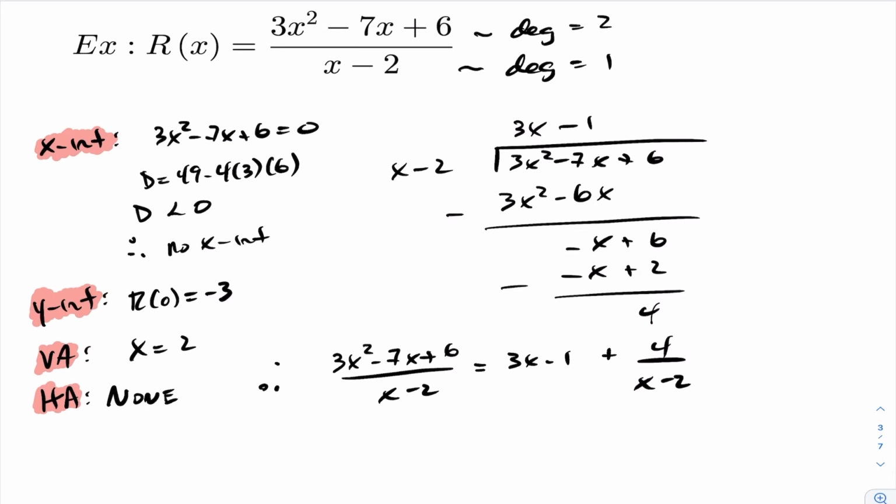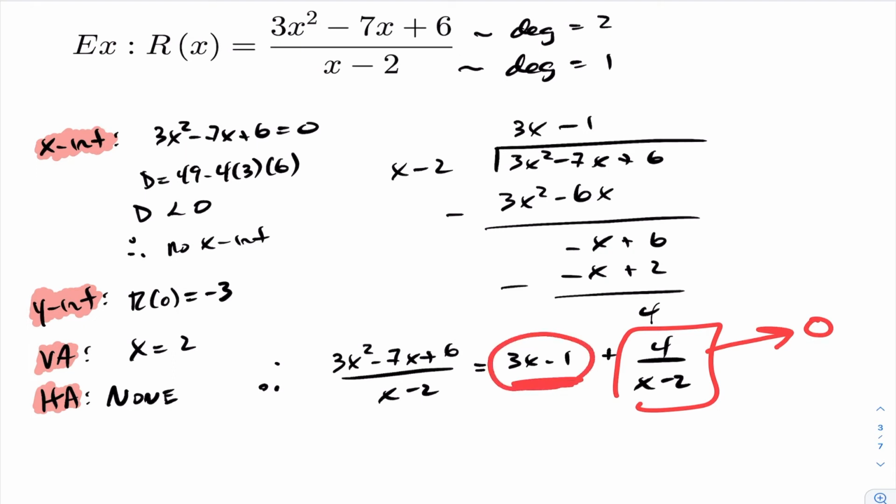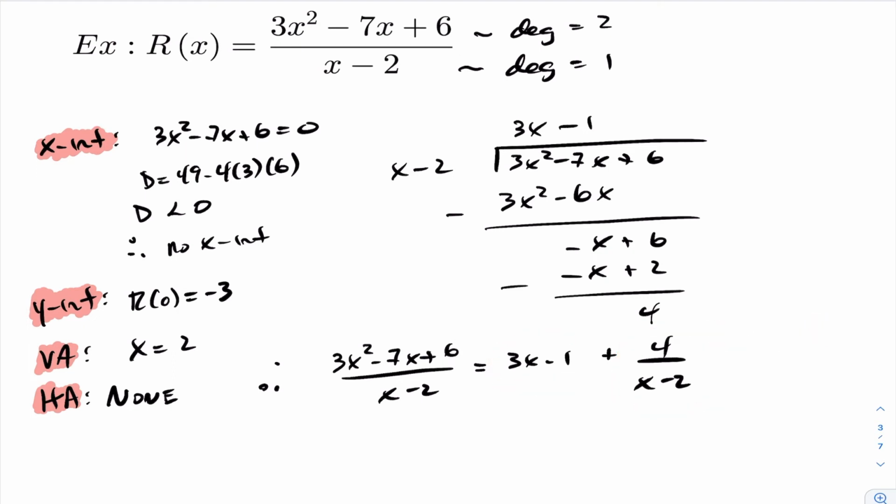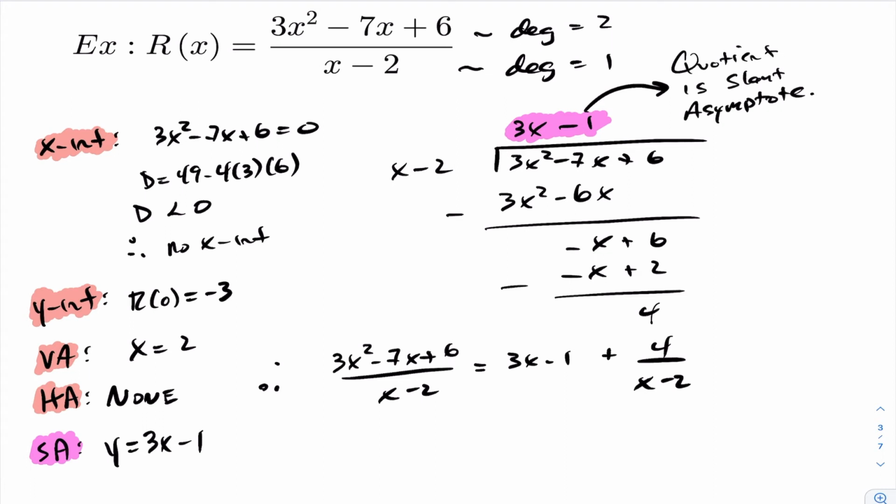Now, as x gets infinitely large or infinitely small, once again, this will tend towards 0, and our rational function will approach 3x minus 1. In general, when you're going through long division, it'll always be the case that your quotient will be your slant asymptote. So therefore, we have a rational function here with a slant asymptote at 3x minus 1.